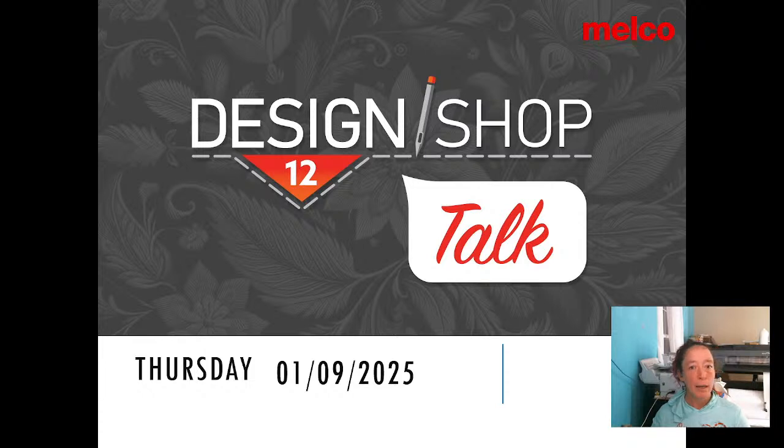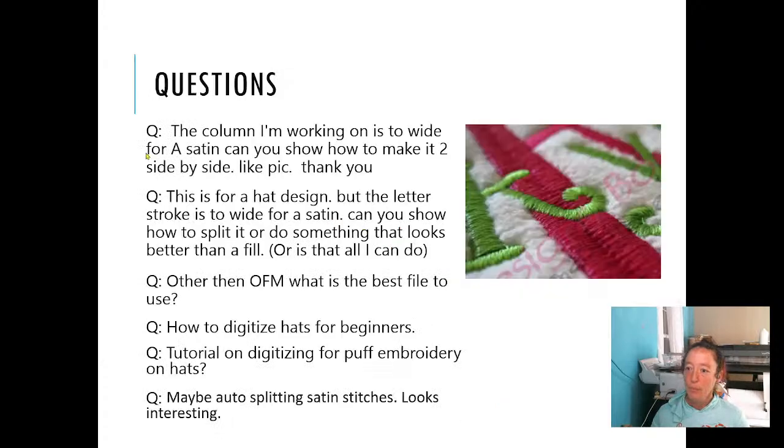Cool. All right, good. So I'm going to jump into the questions that were sent in ahead of time. And like I said, if you have questions while we're live, please type them in. All right, so the column I'm working on is too wide for a satin. Can you show how to make it two side by side like this? Okay, so we've got a few ways we can handle that.